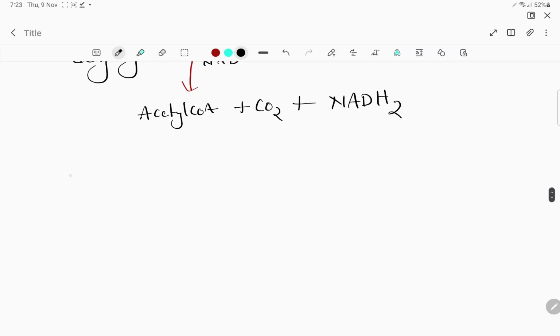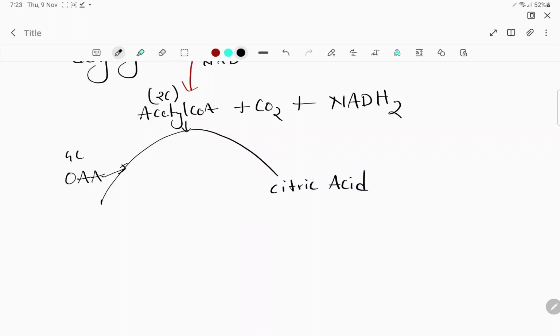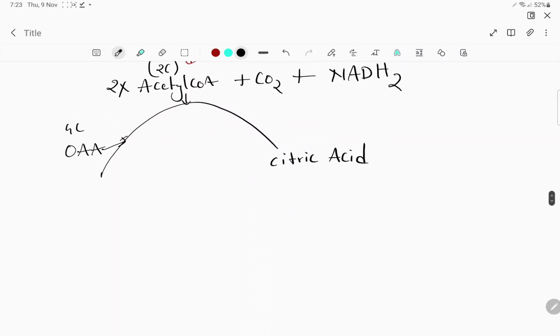So now acetyl CoA plus OAA. Acetyl CoA is a 2 carbon compound, OAA is a 4 carbon compound. Acetyl CoA and OAA are combined to form citric acid. So here 2 acetyl CoA are formed. Okay, citric acid. Here the enzyme is citrate synthase. This is a 6 carbon compound.